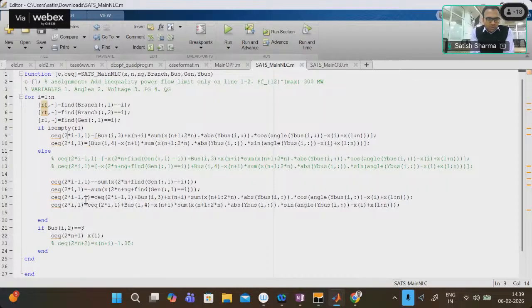Now, if you look at this particular line number 9, it is bus I comma 3. What will be the bus I comma 3? Can you answer it? From the bus data, third column, what will be the output? Anyone who wants to answer it? What is bus I comma 3? Is it the ith generation output?